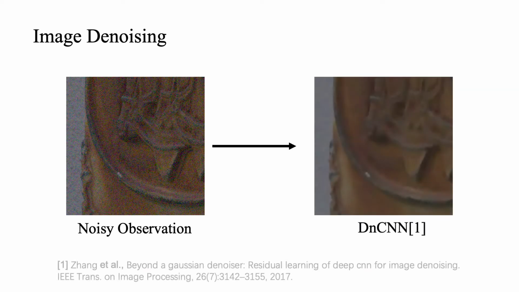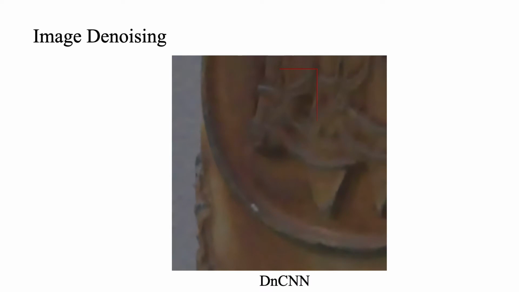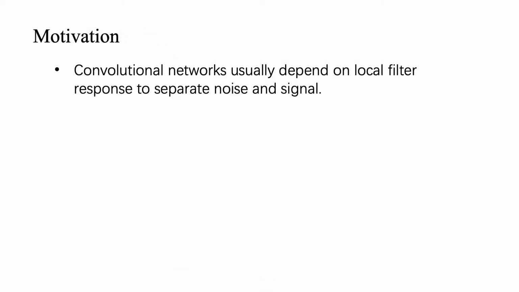DNN-based methods such as DnCNN usually implicitly utilize image prior and noise distribution learned from a large set of paired training data. Although previous CNN-based methods have achieved tremendous success, it is still challenging to recover high-quality images in hard scenes such as weak textures or high-frequency details. Our key observation is that convolutional networks usually depend on local filter response to separate noise and signal.